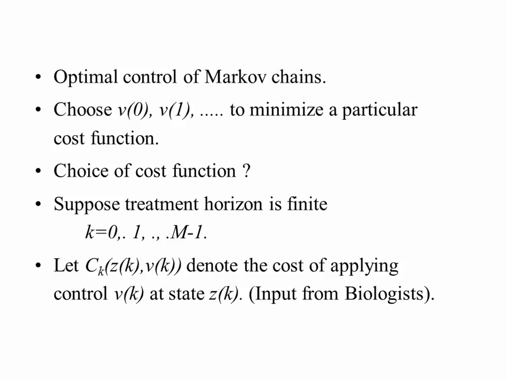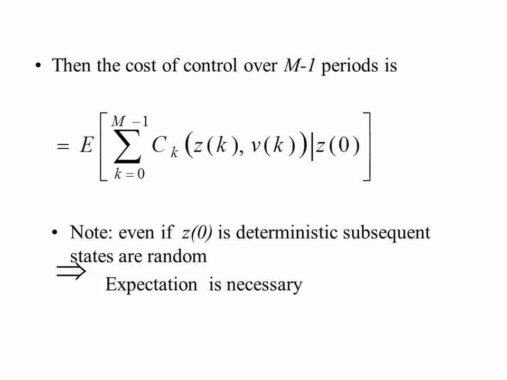So you have to capture those in some mathematical entity. So let's denote by c sub k, which is a function of the state zk and the control nu k, the cost of applying control nu k at state zk. Now, you're going to transform this biological problem into a mathematical problem, so that your final answer makes biological sense, you have to get input from biologists about what kind of penalty you should put on this control. And I'll show you one example that we worked out about 13 years ago, so how you can put in these penalties.